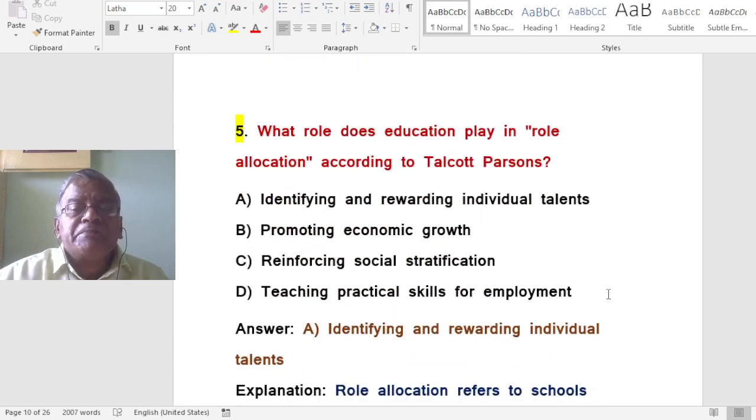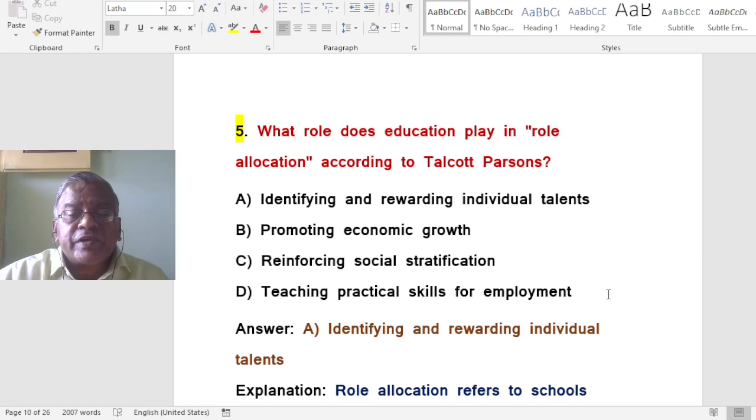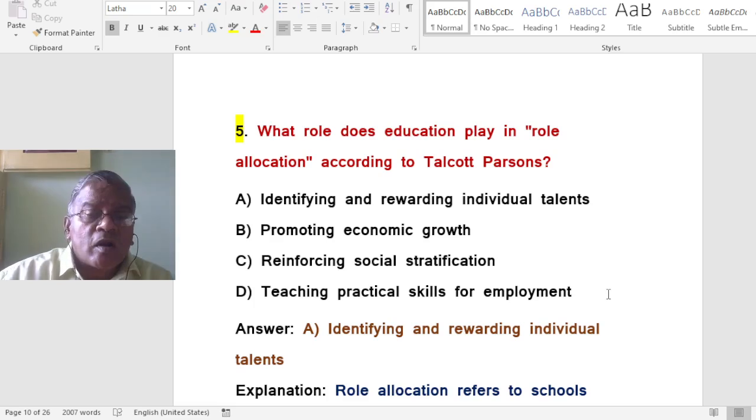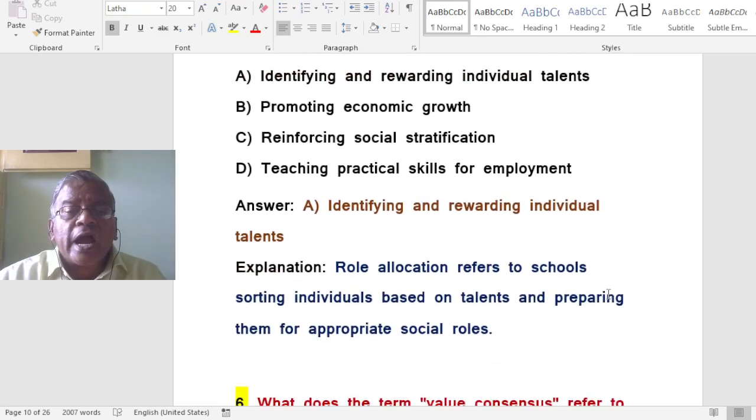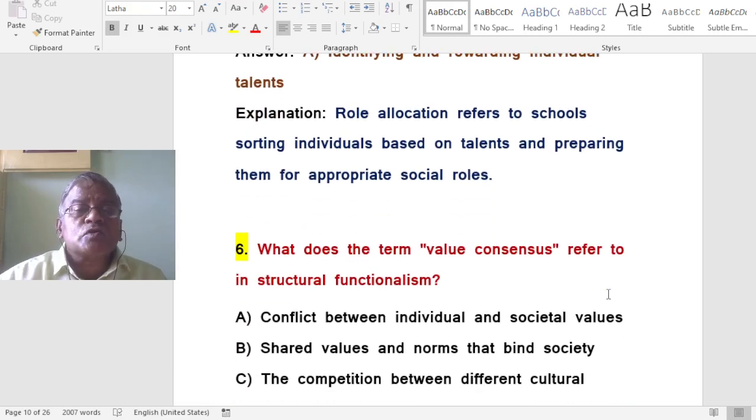What role does education play in role allocation according to Talcott Parsons? Identifying and rewarding individual talents, promoting economic growth, reinforcing social stratification, teaching practical skills for employment. That is identifying and rewarding individual talents. Role allocation refers to schools sorting individuals based on talents and preparing them for appropriate social roles. That is role allocation according to structural functionalism theory.